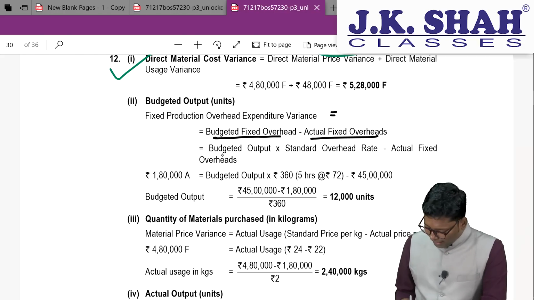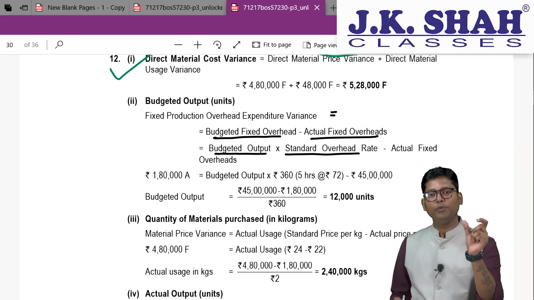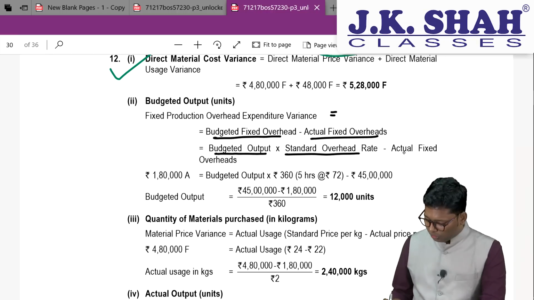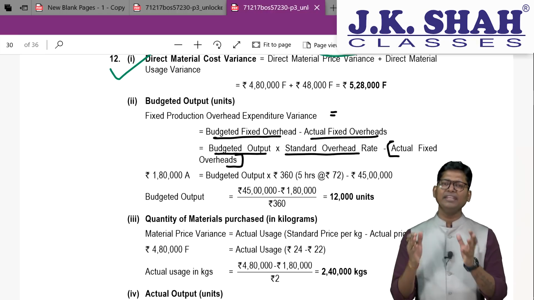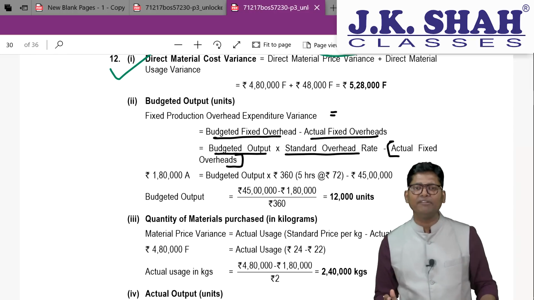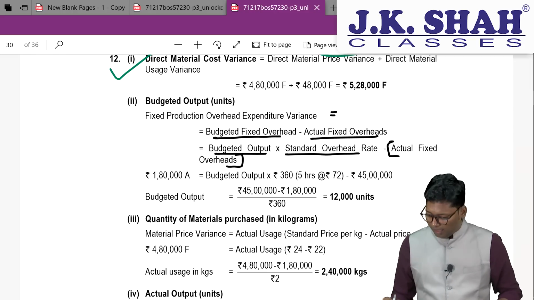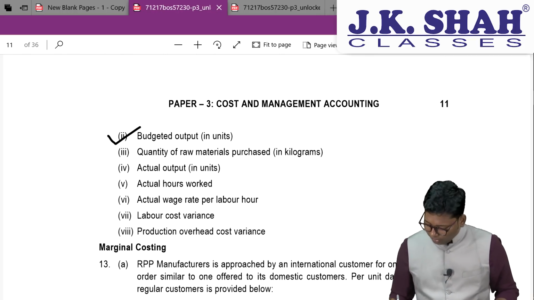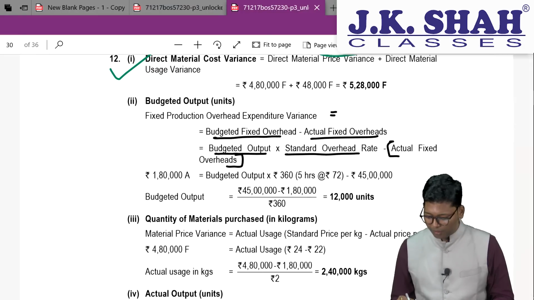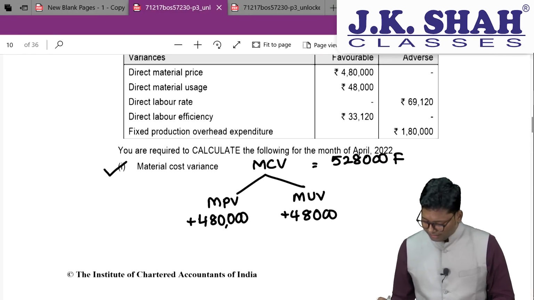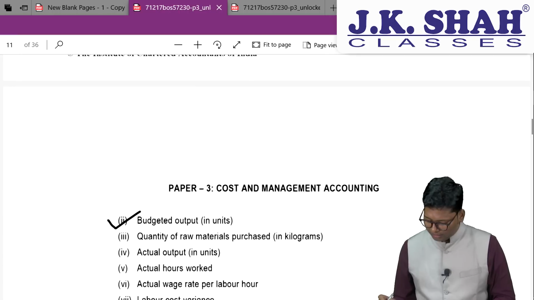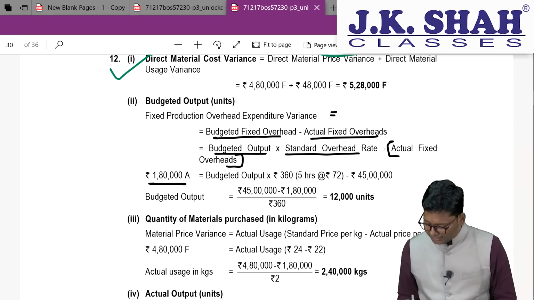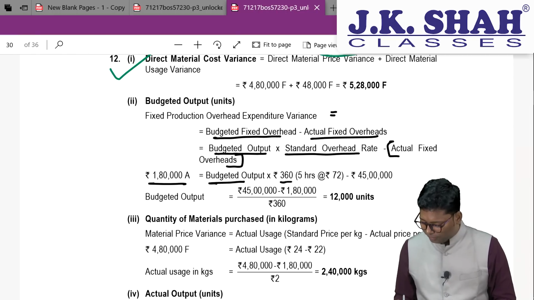Now, if you want to calculate budgeted fixed overhead, the formula to be used is budgeted output into standard rate, and actual overhead is equal to actual output into actual rate, but this actual fixed overhead is directly given in the question. Now, the answer of this particular point, that is your budgeted production overhead expenditure variance, is given as 1,80,000. So 1,80,000 is equal to budgeted output into 360 rupees.